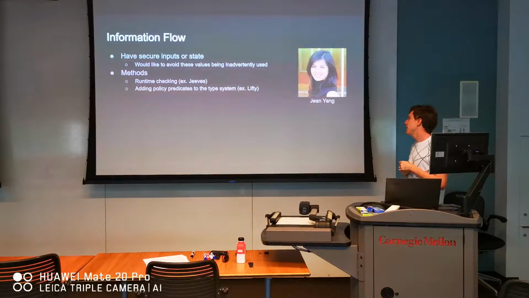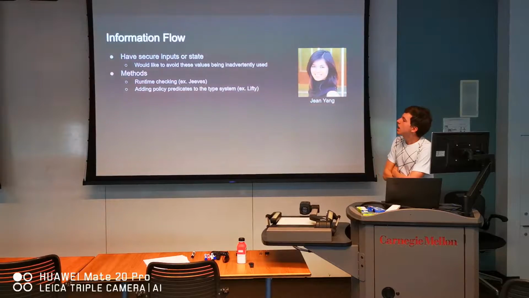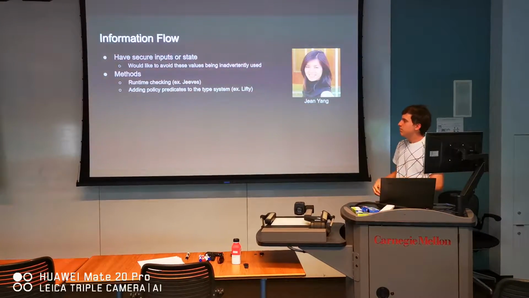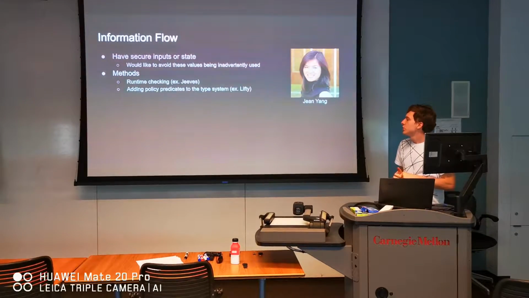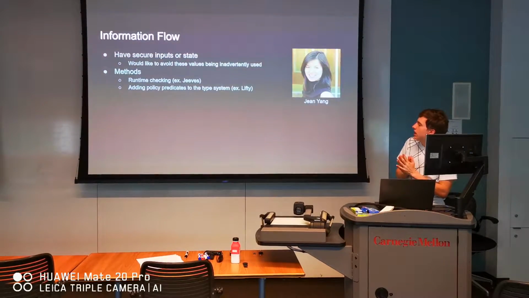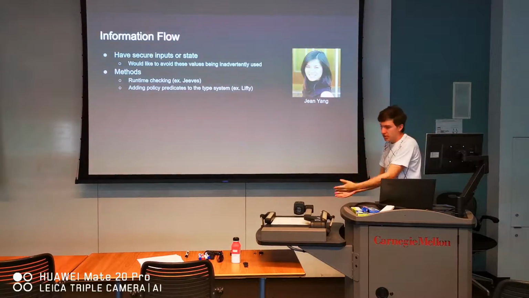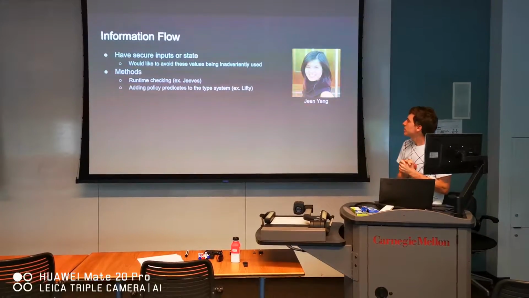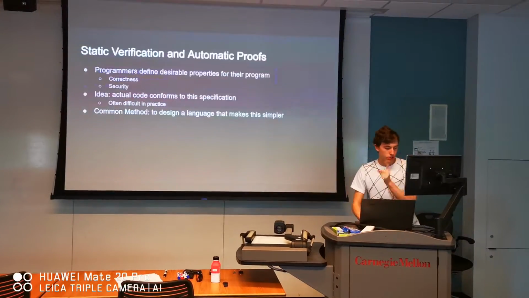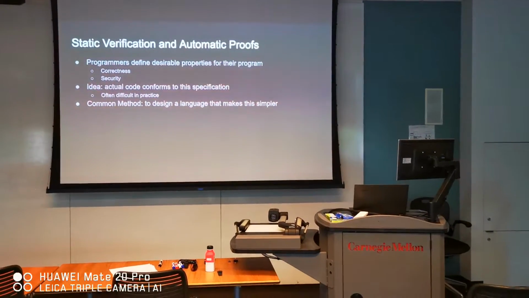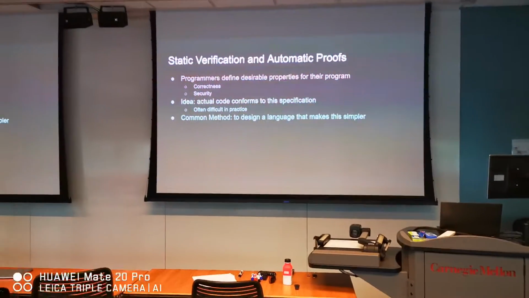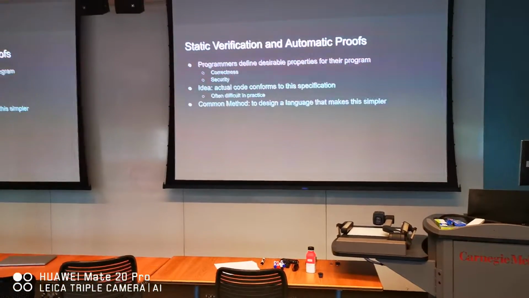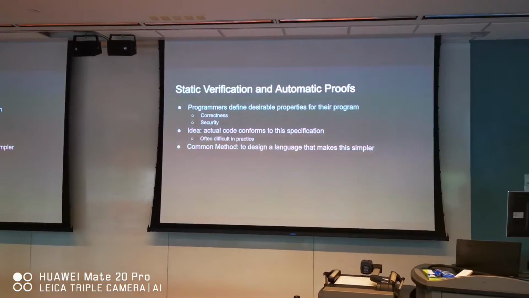Another way, also done by Jean Yang, is to add policy predicates to the type system, to say this should show something specific to a certain user, but not to other users, and that sort of thing. That was done in Lifty. And so now I will switch to Harman, who will talk about static verification and automatic proofs.